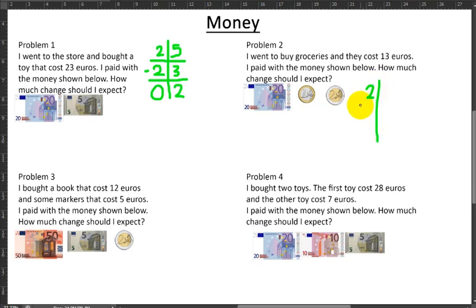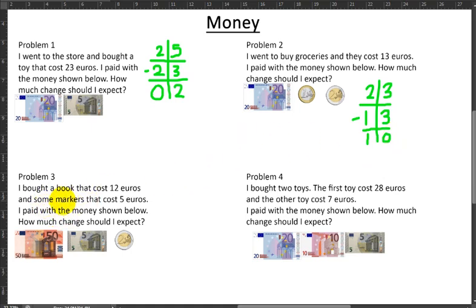Let's make the shape first. And the groceries cost 13 euros. So I say 3 take away 3 makes 0. 2 take away 1 makes 1. So I should expect change of 10 euros. The cashier should give me back 10 euros.